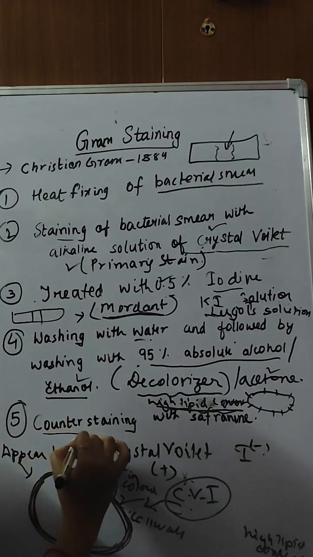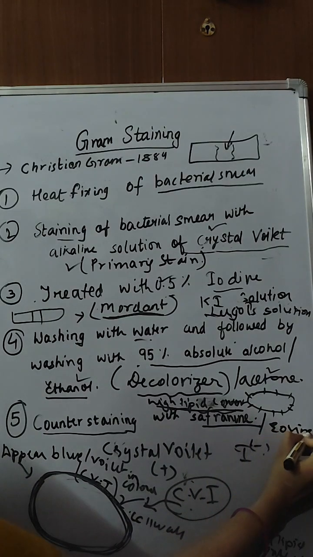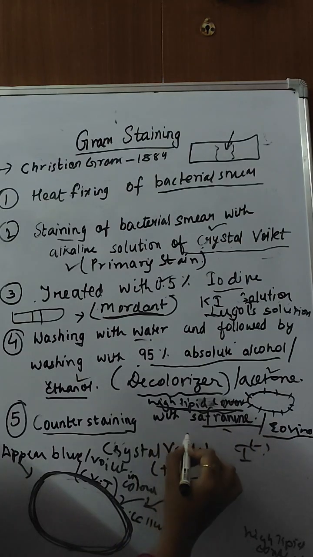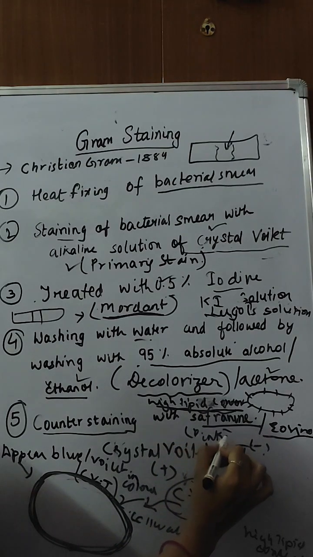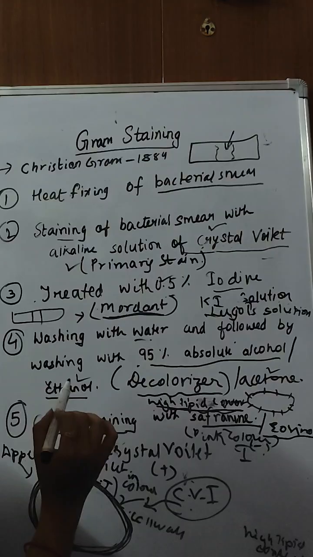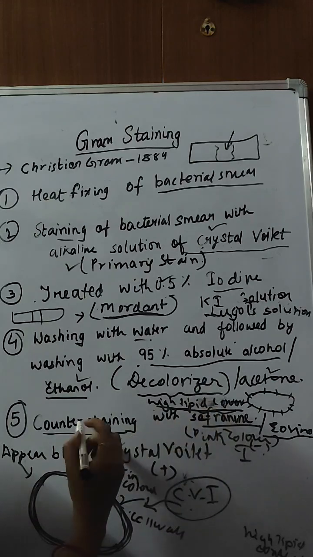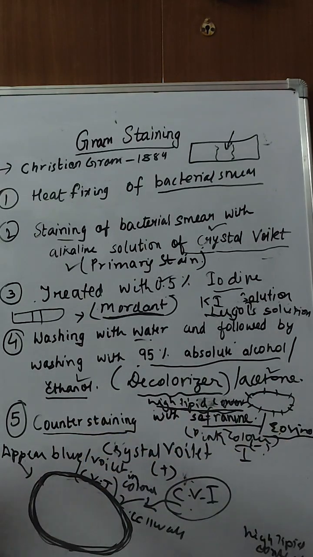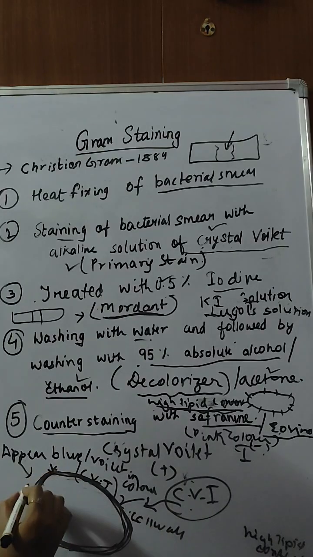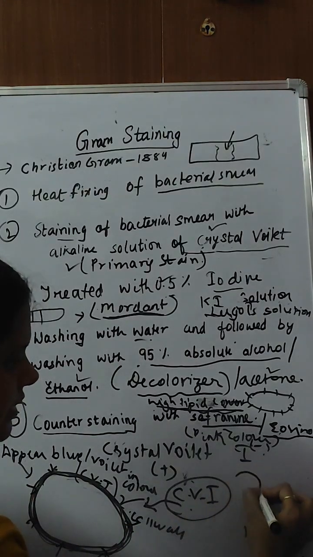Now the counter stain we are using is safranine or eosine. Just remember, safranine or eosine is used as a counter stain. It provides a pink color to the bacterial smear. If the primary stain is removed, then the safranine or eosine solution will be absorbed, and it will give a pink color. So those cells which appear pink in color are gram-negative.